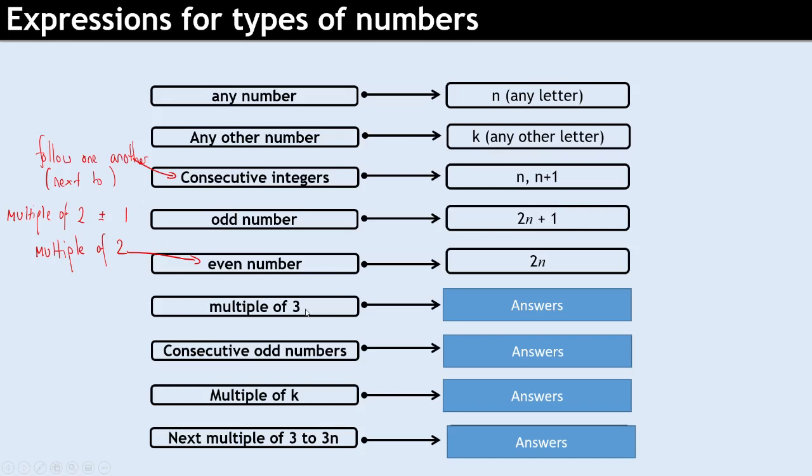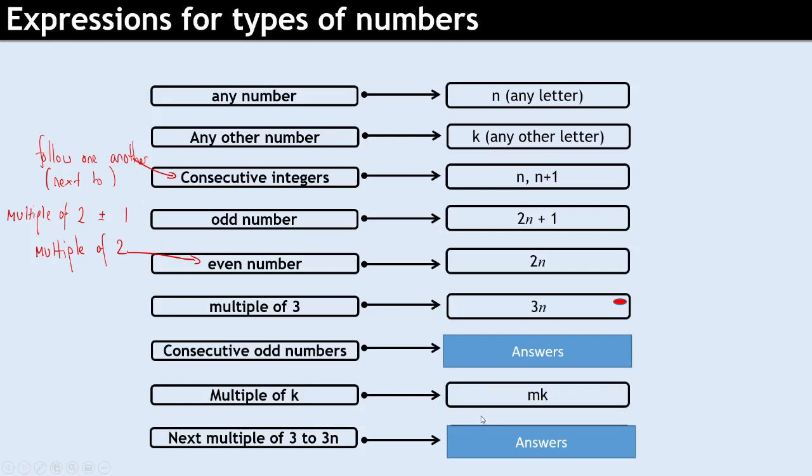Multiples of 3? Well, if a multiple of 2 became 2 times a number, a multiple of 3 would become 3 times a number. Okay? And if we wanted to kind of stretch this even further, we could say, what about a multiple of k? Well, that means we would just say a number times by k, or km, or kn, or anything like that. Okay?